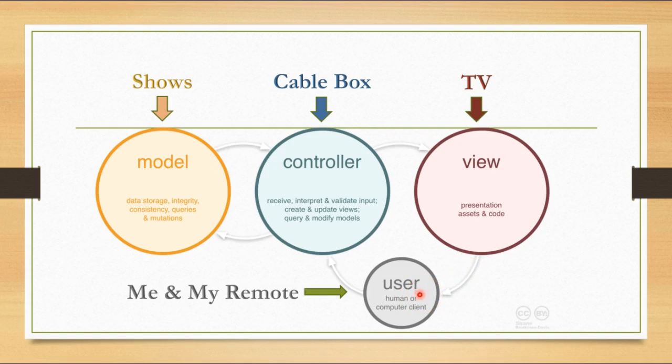So the way it flows is, using the remote, the user talks to the controller, the controller talks to the model, the model responds to the controller, the controller passes on what it needs from the model to the view, and the view then renders it to the user. That is the MVC model using my Bob's Entertainment System.